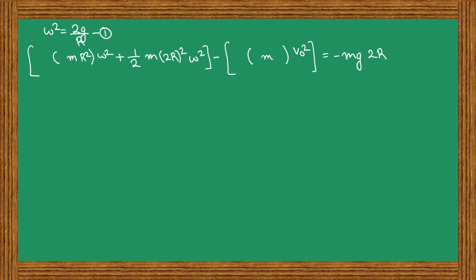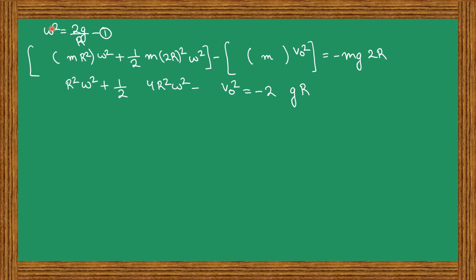Okay, so if I simplify my equation, m r square omega square plus half m 4r square omega square minus m v naught square is equal to minus 2 mgr. Okay, let's cancel out the m also. If I cancel out the m, I'll be left with this equation.